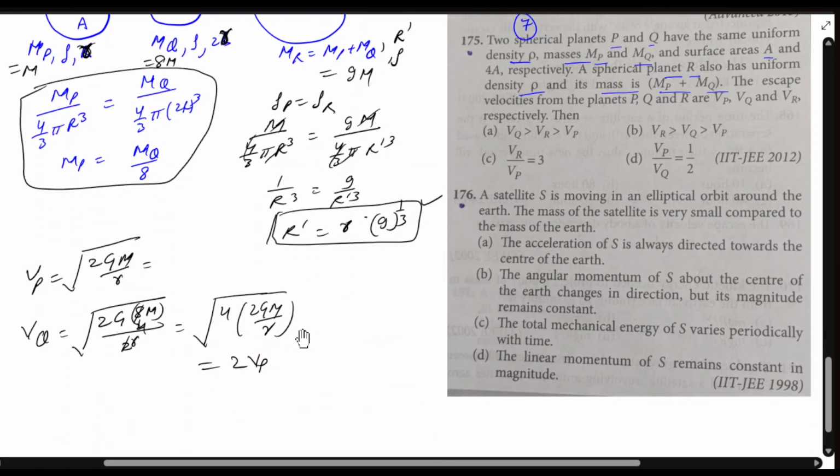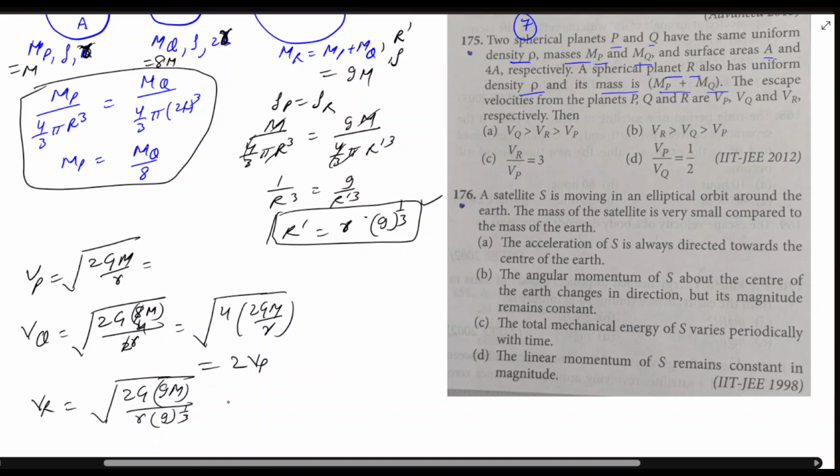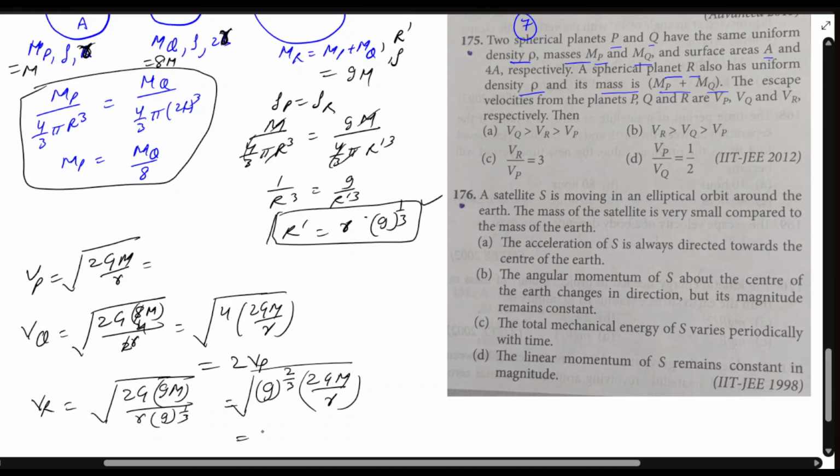And now Vr. Vr will be root 2 g, mass is 9m upon radius r times 9 to the power 1 by 3. So this 9 will go up, and we'll have 9 to the power 2 by 3 root 2 gm by r. This was 1 minus 1 by 3, which is 2 by 3, and you have to take the root. So we'll get 9 to the power 1 by 3 into Vp.